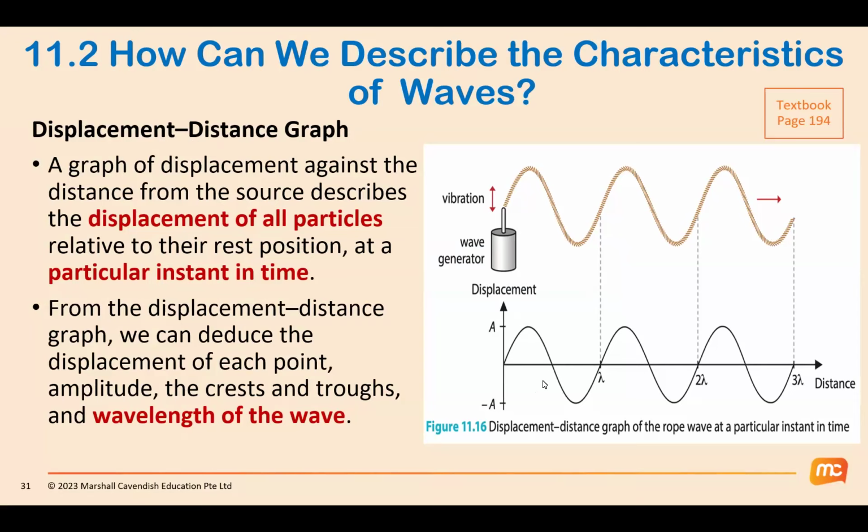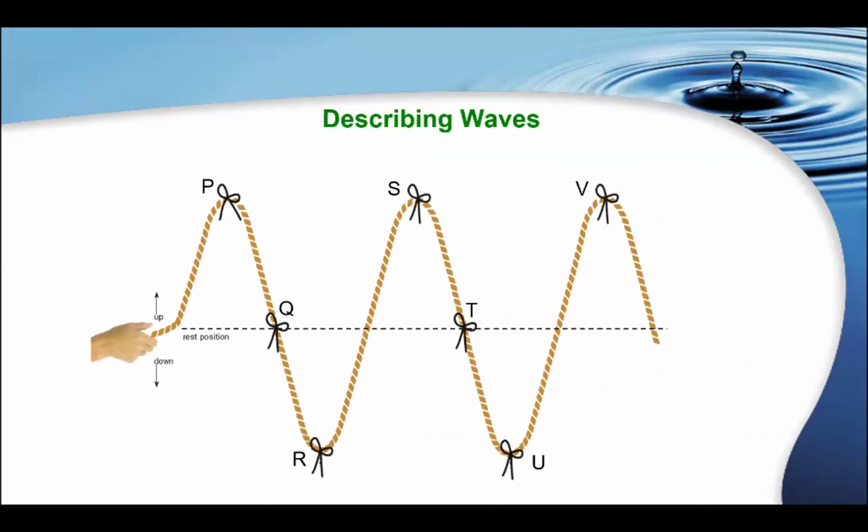In a displacement distance graph, it's like I just take a photo of the wave at a particular instant. So it's at one time. It shows the displacement of all the particles at a particular instant in time. And because the x-axis is distance, it gives you the wavelength of the wave. So what do I mean by that?